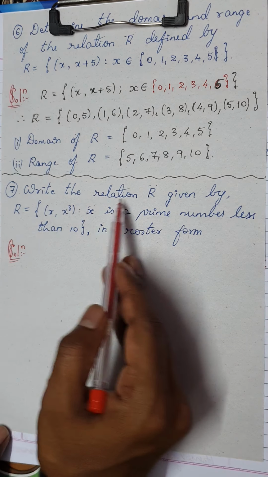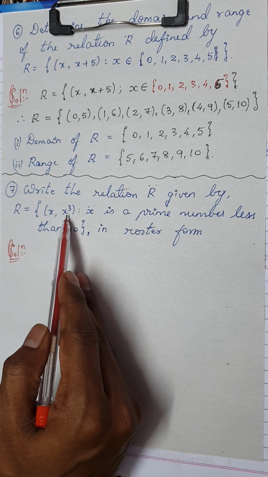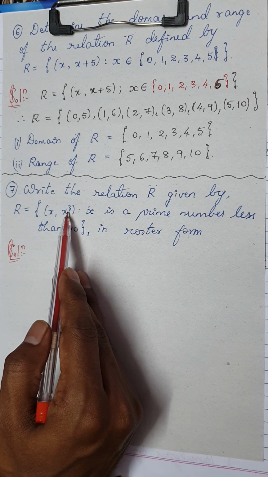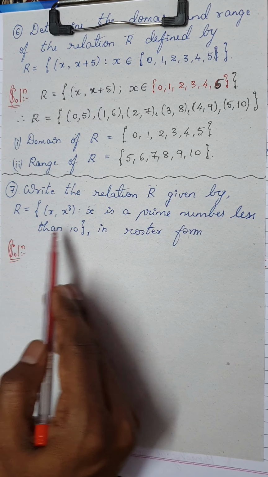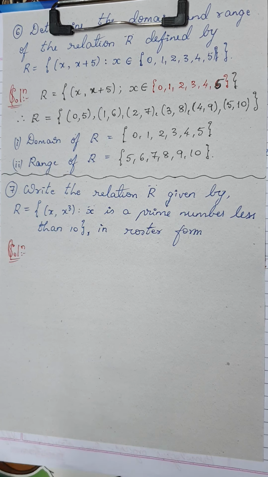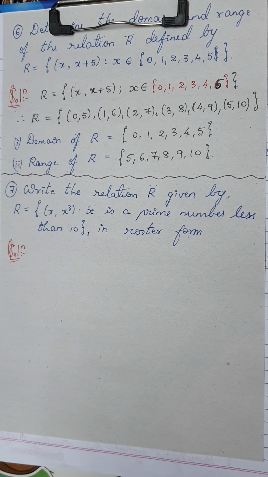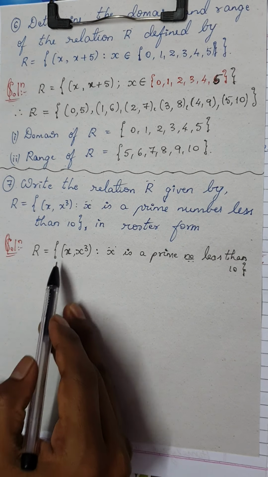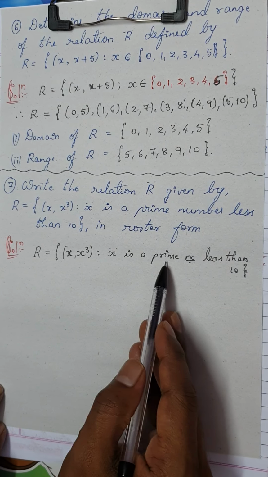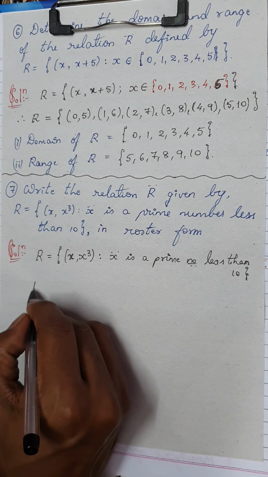We have, write the relation R given by R is equal to every x comma y, y is nothing but x cube, where x is a prime number less than 10. Now please look here carefully. The only thing you would require is the relation in roster form. So the relation given is R is equal to x comma x cube such that x is a prime number less than 10. Let us rewrite this relation.